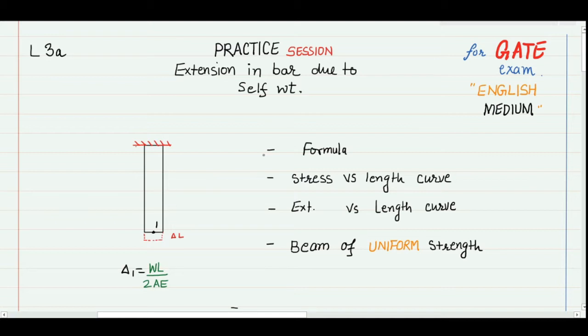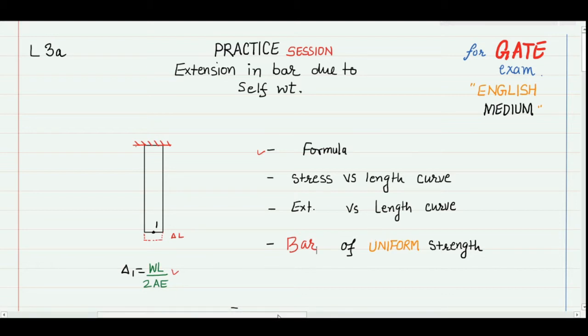And in this class we are going to cover four important topics. One, how to derive the formula for extension in the beam. Then we will see how the stress is distributed in this bar which is extending due to self weight. Then how the extension will change with respect to the length, what would be the extension of the tip, and if I look at the extension at the midpoint, whether we have a linear relation or something else. In the last we are going to discuss a very important topic, the bar of uniform strength, and what this uniform strength means, we will see in the last part of this session.